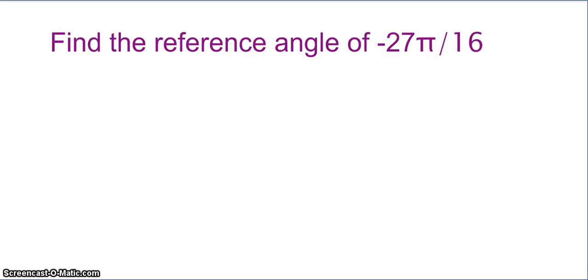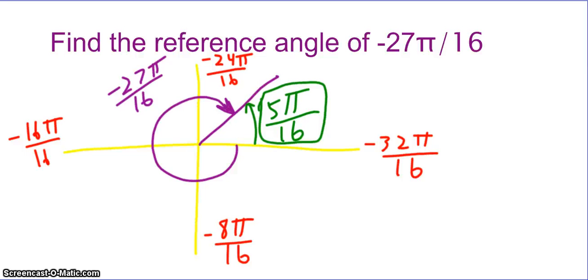Alright, next one. Find the reference angle of negative 27 pi 16ths. Pause the video, unpause when you're ready to check your work. Alright, so we should get 5 pi 16ths is the reference angle. I drew a picture here to help you understand that if you're confused, but hopefully you got 5 pi 16ths.